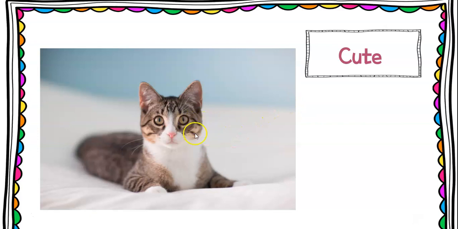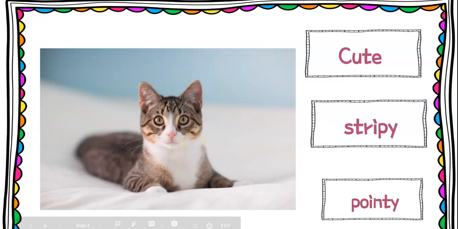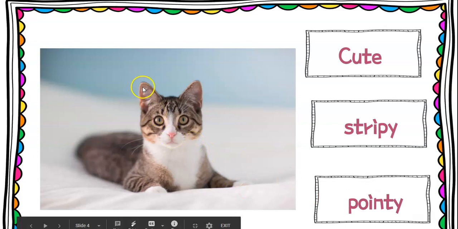She's got stripes. So she is stripy. That's another word. And look at her ears. She's got pointy ears. So another word that you can use to describe this cat is the word pointy. Pointy ears. She's got pointy ears. What other words can you use to describe the cat?